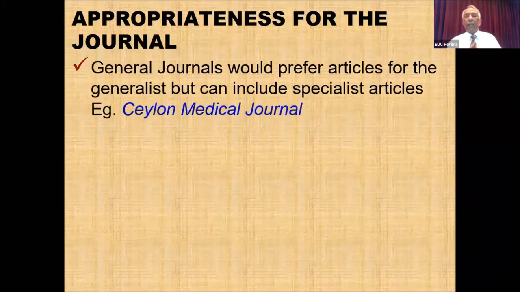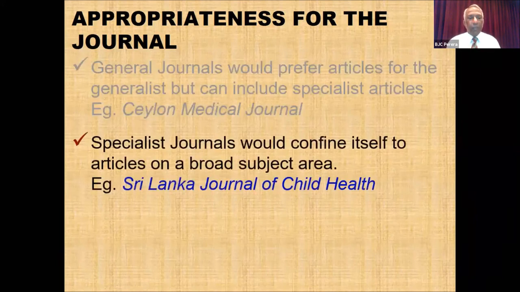Appropriateness for the journal. The general journals would prefer articles for the generalist, but can include certain specialist articles as well. An example is one of our own journals from Sri Lanka, the Ceylon Medical Journal, which is a general journal. They will consider submissions from almost any type of topic in medicine. Then you have the specialist journals, which would confine itself to articles on a broad subject area. And again, a journal that I work with, Sri Lanka Journal of Child Health. These are the two journals that I work with mainly.